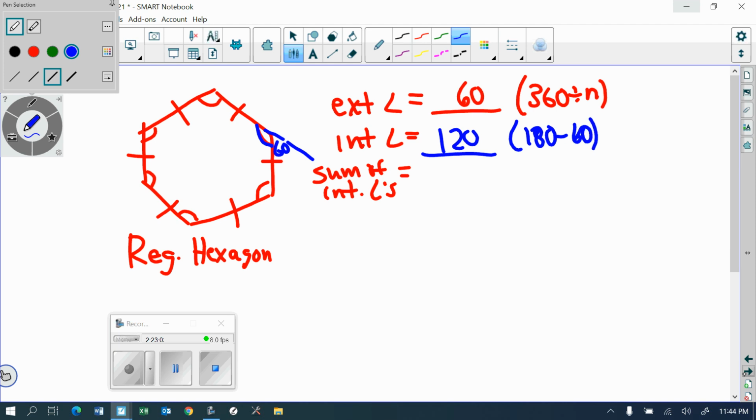So each one of these is 120 degrees. How many angles do I have there? 6. I'll just put the final answer: 120 degrees times the 6 angles is 720 degrees. So that's how you do exterior, interior, and sum of the interior angles for any regular polygon.